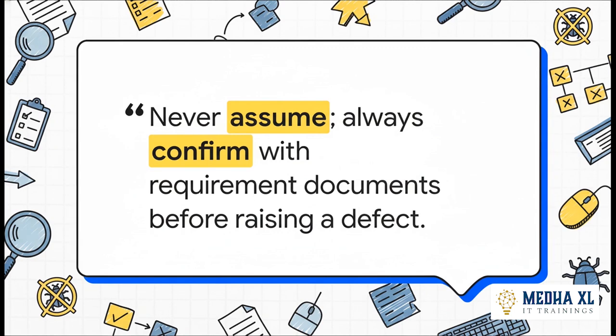And that brings us to what I'd call the golden rule of testing, something every great tester absolutely lives by. Your personal opinion on how something should work, it doesn't matter. The only thing that matters is what the requirements say it's supposed to do. So never assume. Always, always confirm with the official documents before you ever declare something a bug.